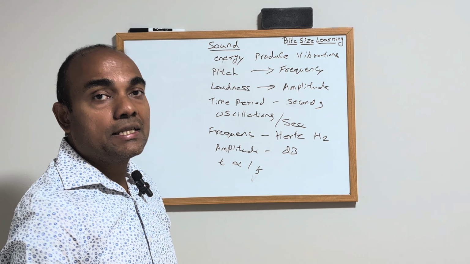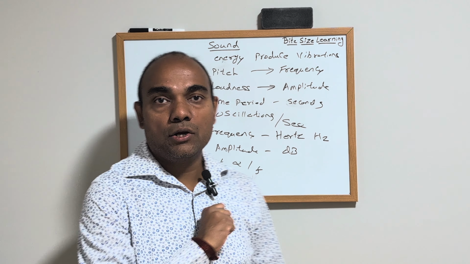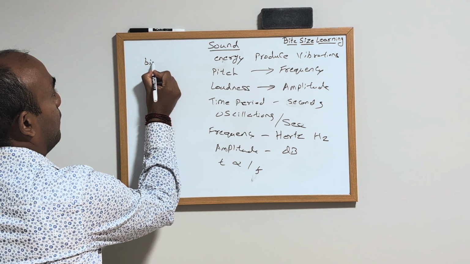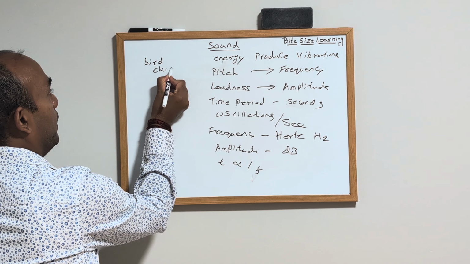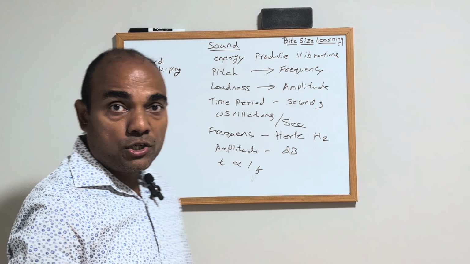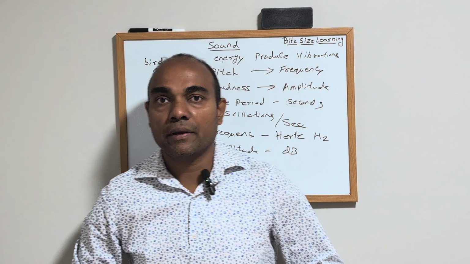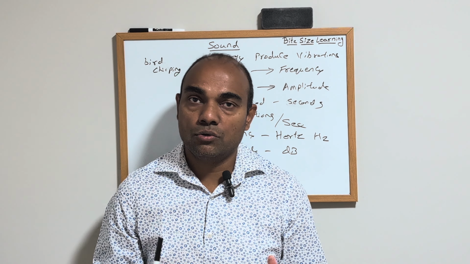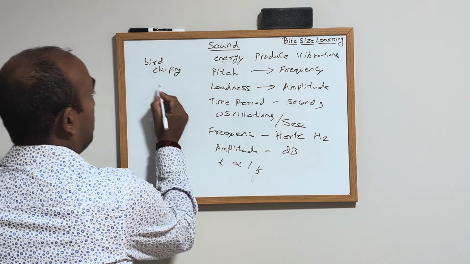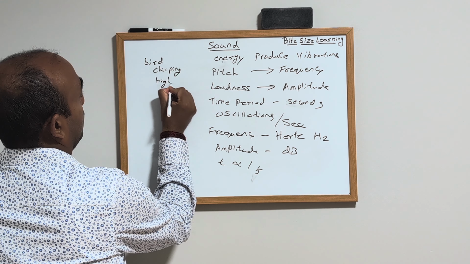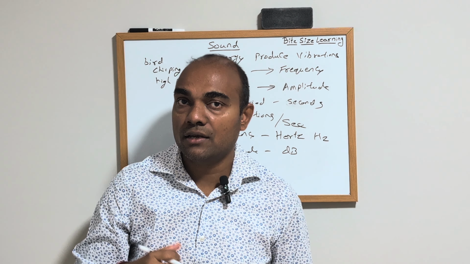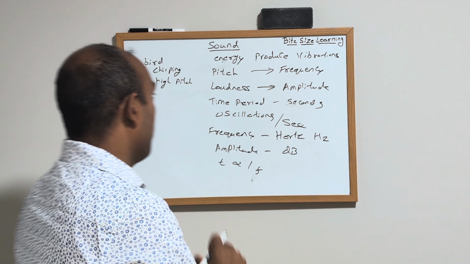Now let's take an example of a bird or a lion to understand it better. Whenever you hear a bird chirping, the vibration is very high. So you call it a high vibration and high pitch sound, right? Because the number of vibrations when the bird is chirping is very high, that's a high pitch sound.